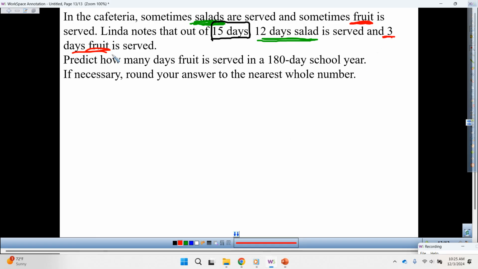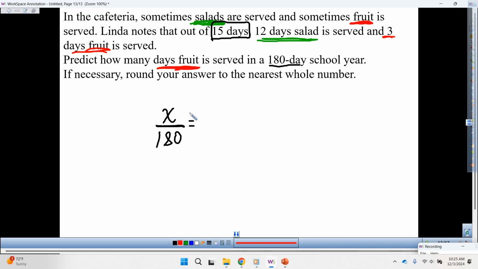Okay. So it says, predict how many fruit is served in 180 school days. So right away, they want us to predict for how many days? 180 days. So let's make a fraction here. So we got x over 180. We want to predict how many out of 180. So what does the x represent? The x represents, she wants to predict how many what?